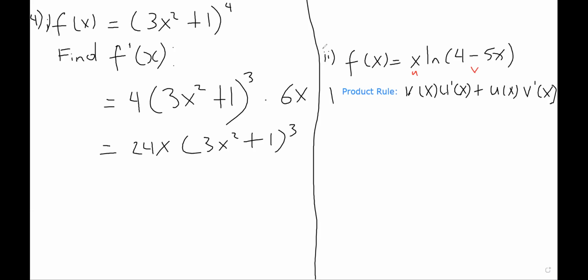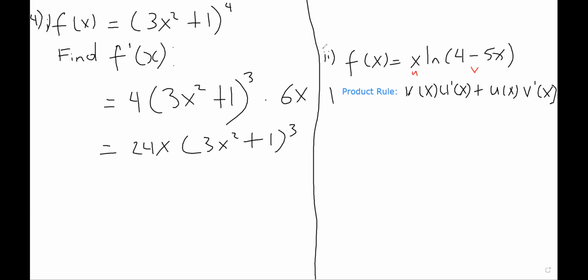Well, before we plug and chug, we need to find the differentials of these. We already know what v of x and u of x are, right? They're already given, right in the question. We just need to find the differential of the first function and the differential of the second function, and then we substitute the values and simplify in order to get our answer, right?